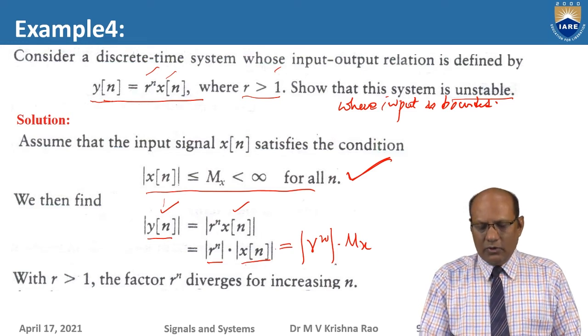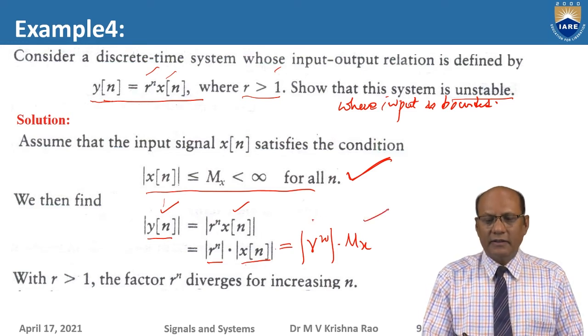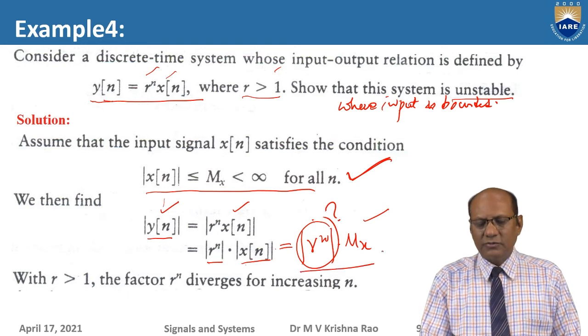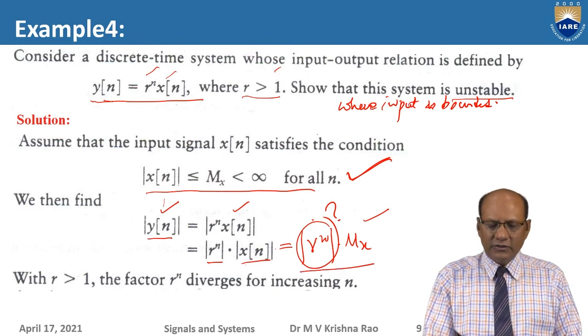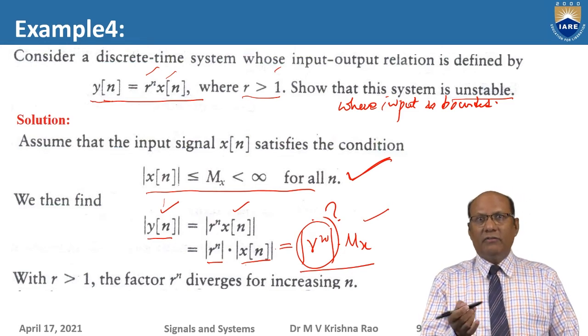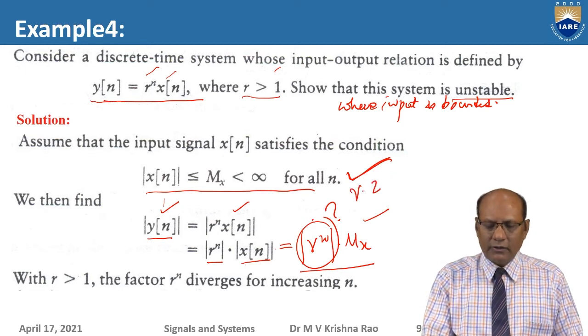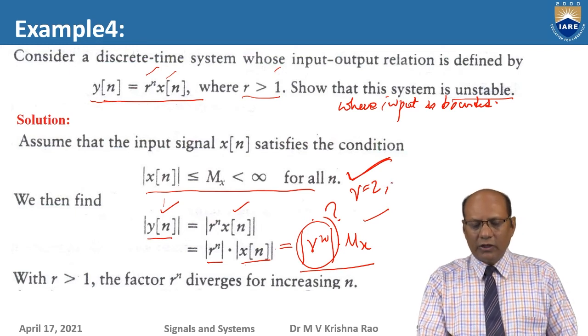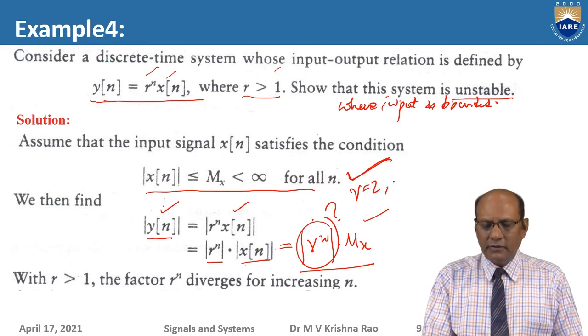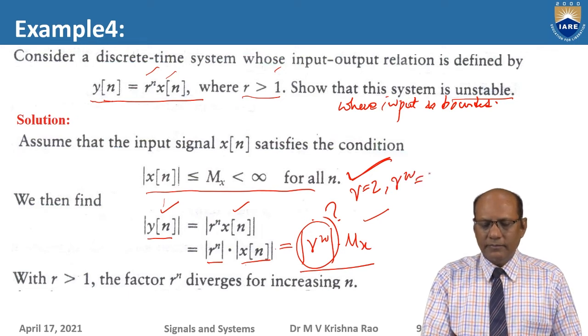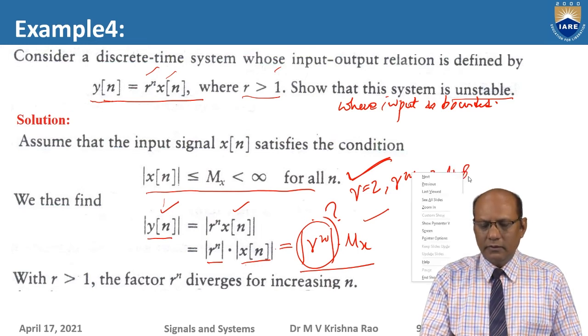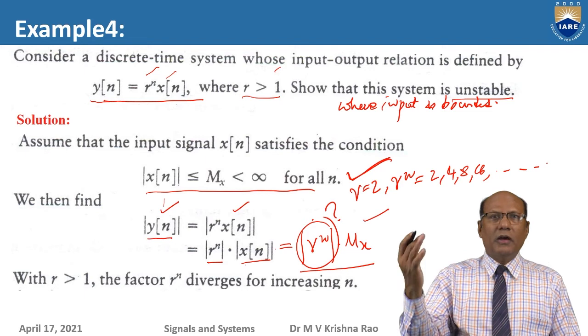What about this? If this is bounded and finite, these two terms will automatically be finite, because mx is already finite, so this should also be finite. For all values of n, now if r is greater than 1, let us say r equal to 2, then r to the power of n is 2, 2 square, 2 cube, 16, like that. So 2 to the power of 1000, 2 to the power of 10,000, like that it will go on.